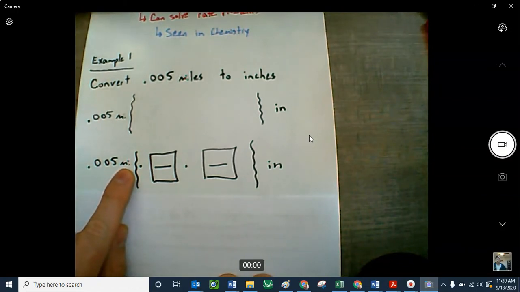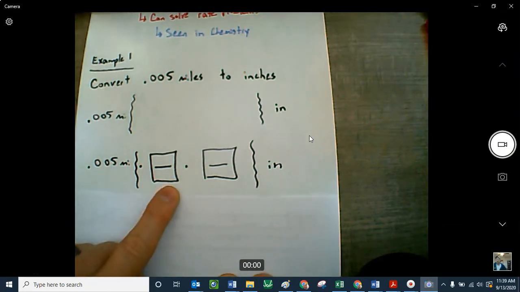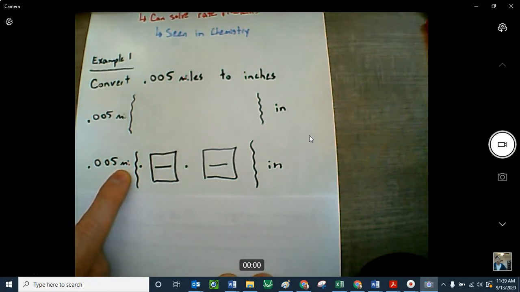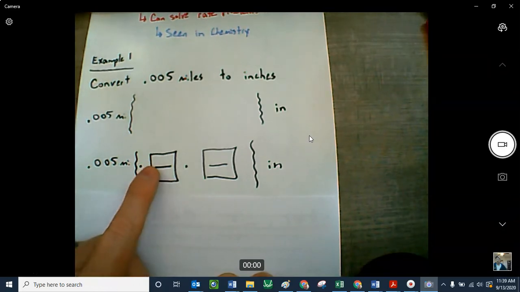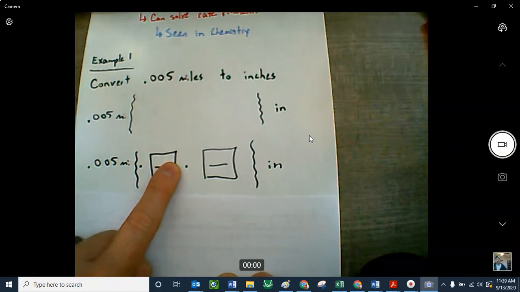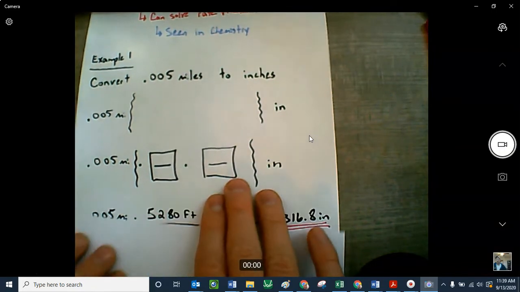Moving on, I know right here I'm in miles, and I don't want to be in miles. I need miles to cancel. So on my first stepping stone, miles are up here in the numerator, so I'm going to have miles down here in the denominator. So in 1 mile, my conversion factor now, in 1 mile, there are 5,280 feet. That's going to be my first stepping stone. So that's what I'll put.